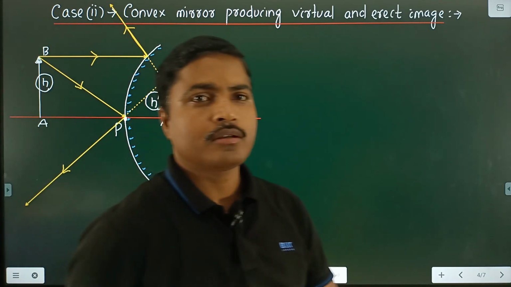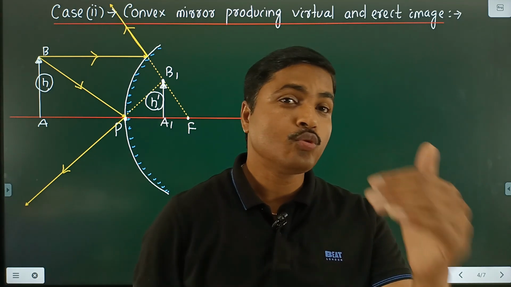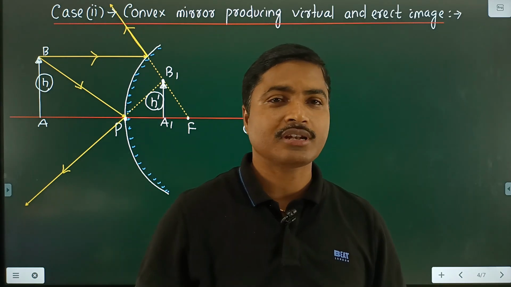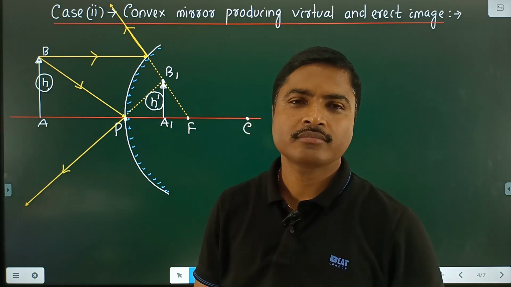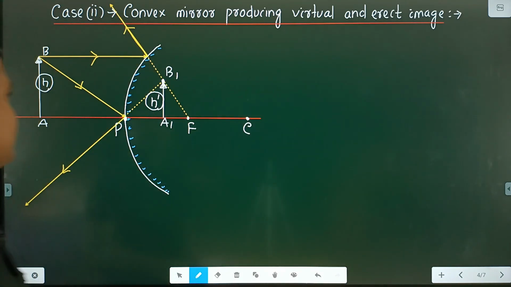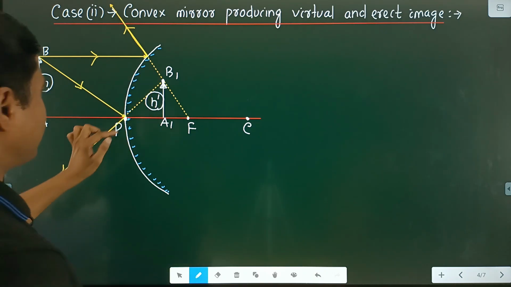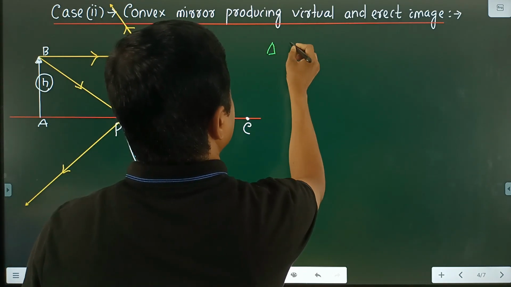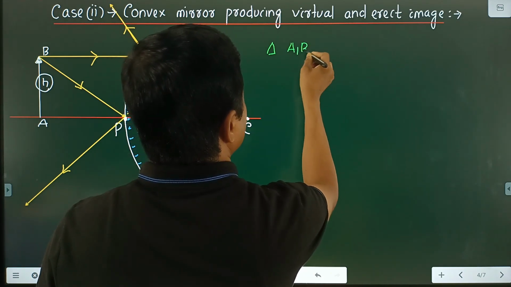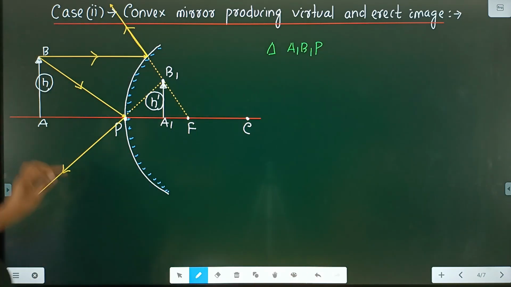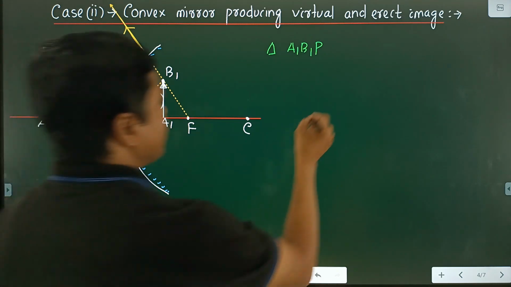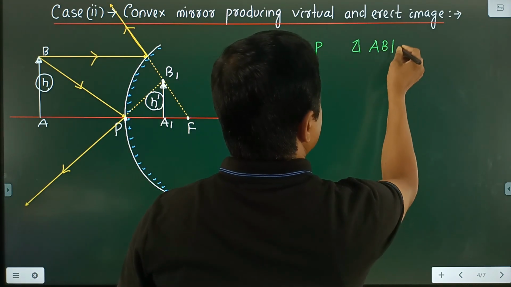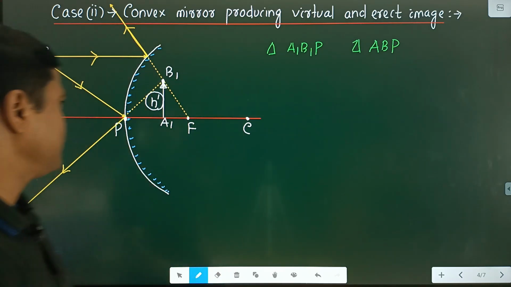Clear? Now we compare two triangles. Look at the figure. Here also two triangles are there, just like your first case. The triangles are triangle A1B1P and another triangle ABP. Now I compare these two triangles. Here look at the figure.